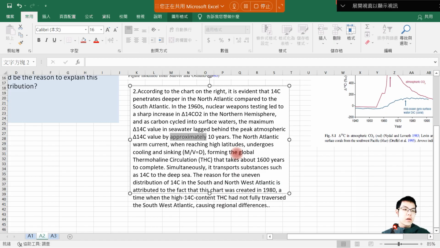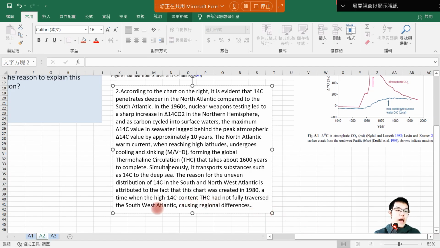The North Atlantic warm currents, when reaching high latitude, undergo cooling and sinking, forming the global thermohaline circulation (THC). Simultaneously, it transports substances such as 14 carbon to the deep sea. The uneven distribution of 14 carbon in the South and Northwest Atlantic is attributed to the fact that this chart was created in the 1980s, a time when the high 14 carbon content THC had not fully traversed the Southwest Atlantic, causing regional differences.